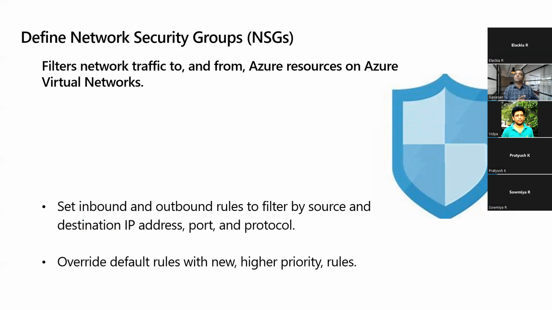This network security group is not only for each host. I can group hosts, and all the hosts fall under a subset like that. But from an exam perspective, NSG means network security group. It filters network traffic to and from Azure resources on an Azure virtual network. So you can set inbound and outbound rules to filter by source and destination IPs. It can override the default rules with higher priority rules also.